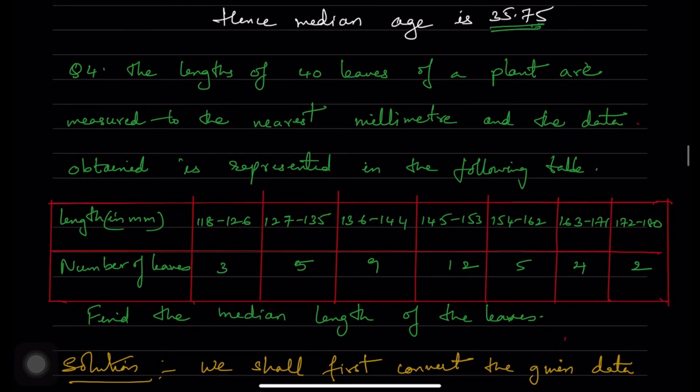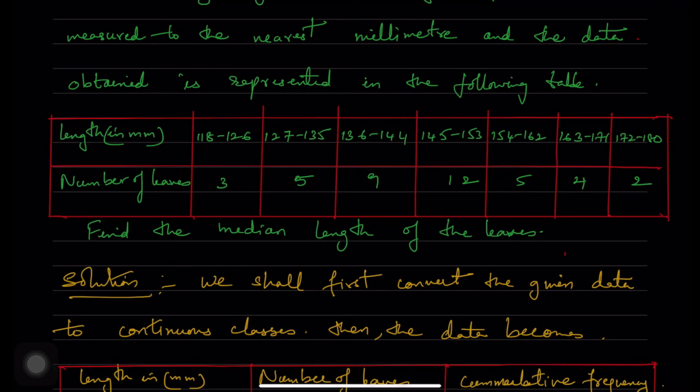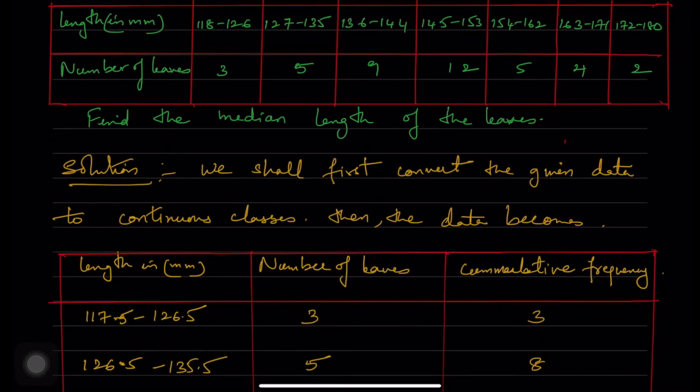So the lengths of 40 leaves of a plant are measured to the nearest millimeter and they are varied into these different branches. This one in millimeters, that is 118 to 126, how many leaves are there, then 172 to 180, how many leaves are there. Now here what we have to find out is the median length of the leaves. So we shall first convert the given data to continuous classes.